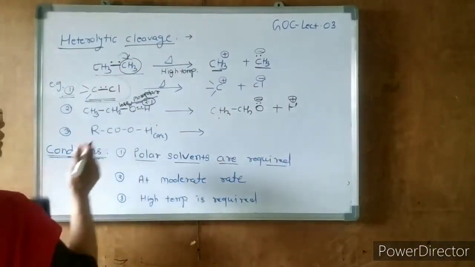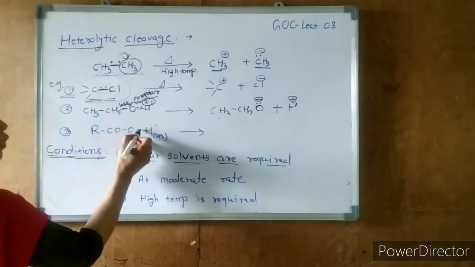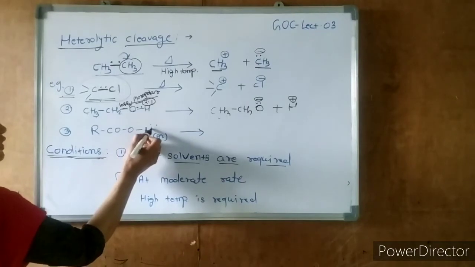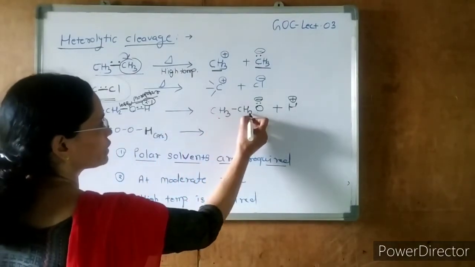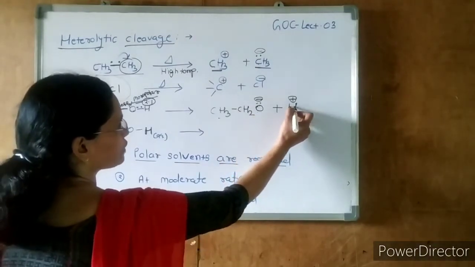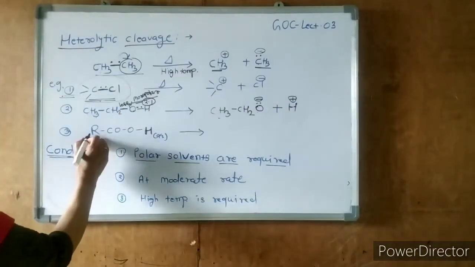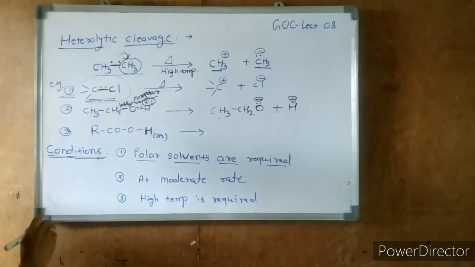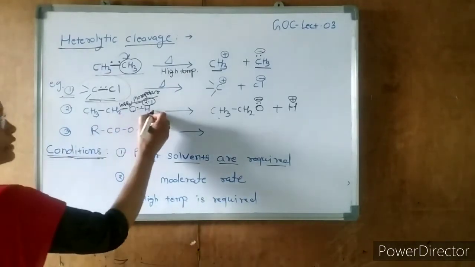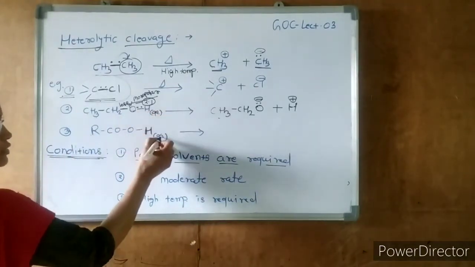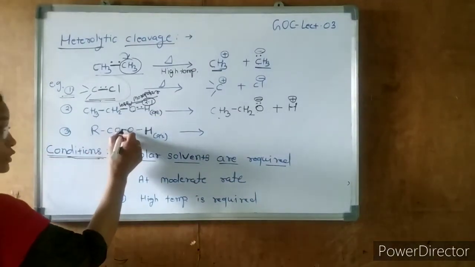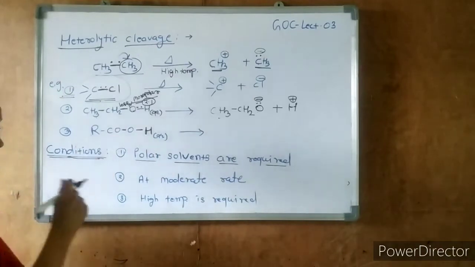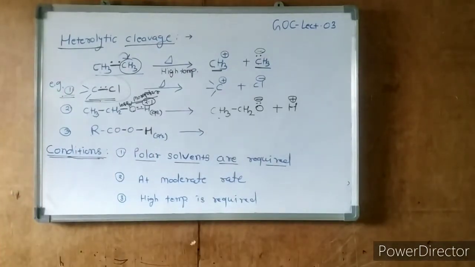Third example, this is RCOOH. I have written in this manner for easy understanding. Now this is CH3CH2O negative, the ethoxide ion, and this is the proton. Now this is RCOOH. It is an acid. This here is also aqueous, in presence of water. Again there is a question, which bond will break first?